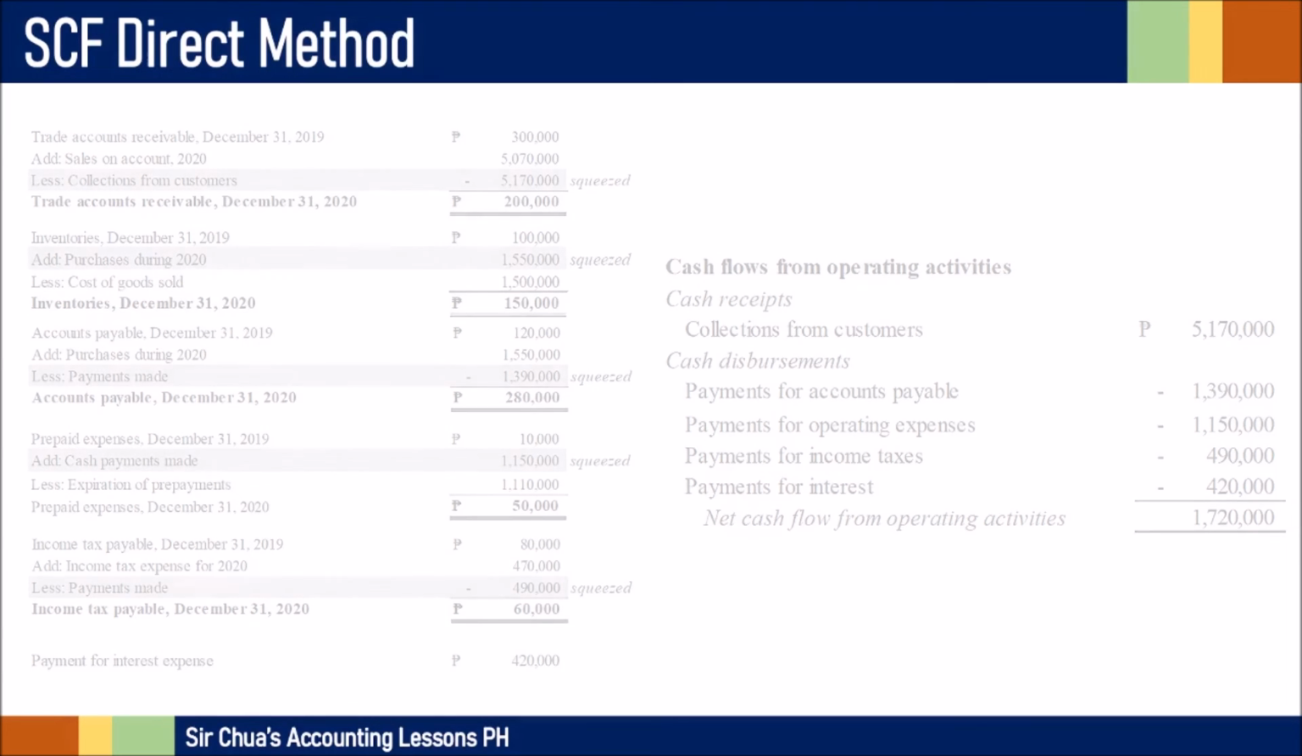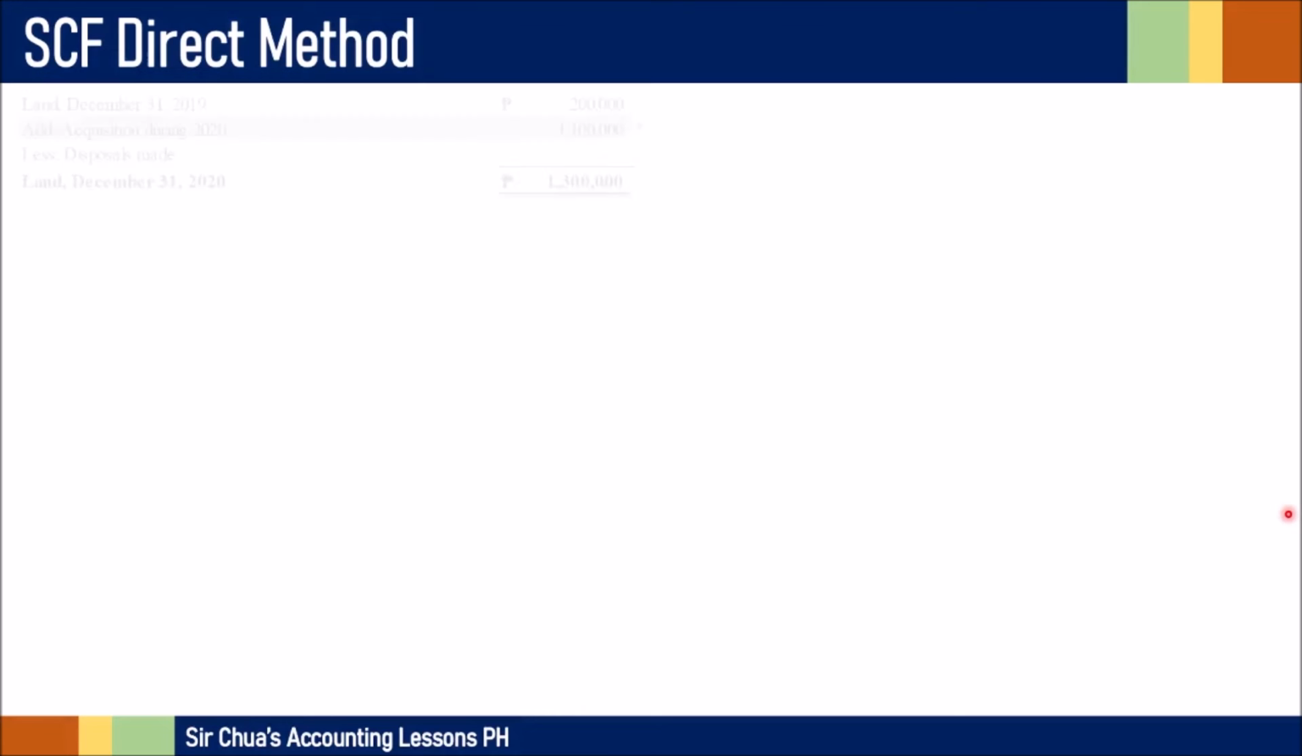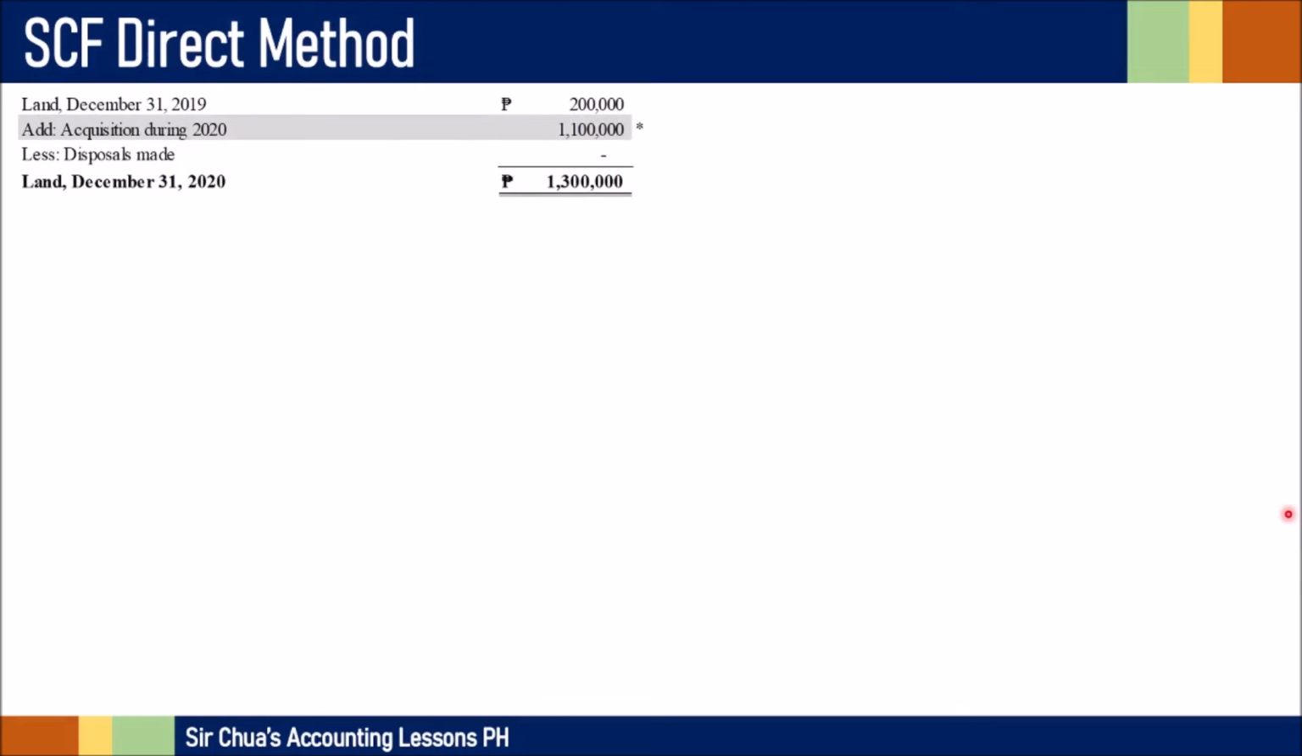Let's proceed to the investing activity section. If you analyze the T account of land, you have a starting balance of 200,000, and then you acquired something, but in the other information, you don't have any disposals, so the ending balance is 1,300,000. But as you noticed earlier, your 1,100,000 acquisition of land is not actually a cash transaction. This is a non-cash transaction from a while ago, so you don't put that in your investing activities, okay?